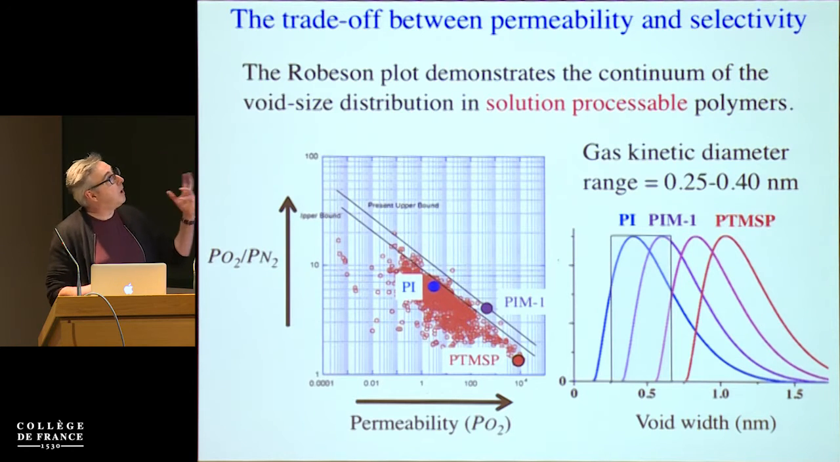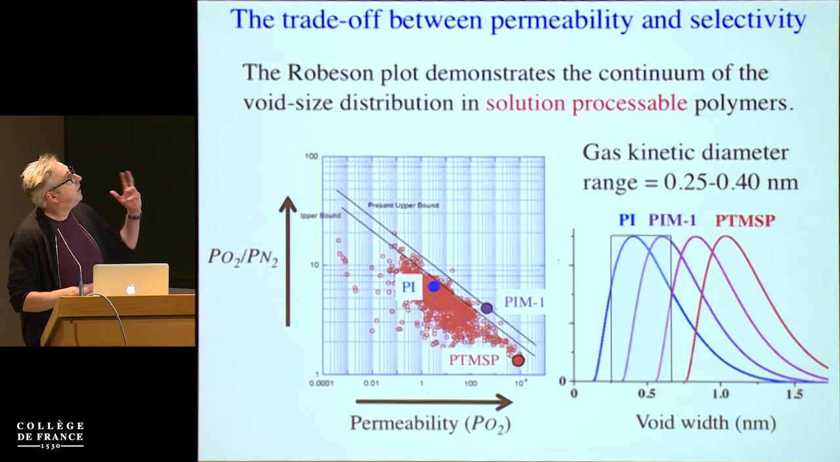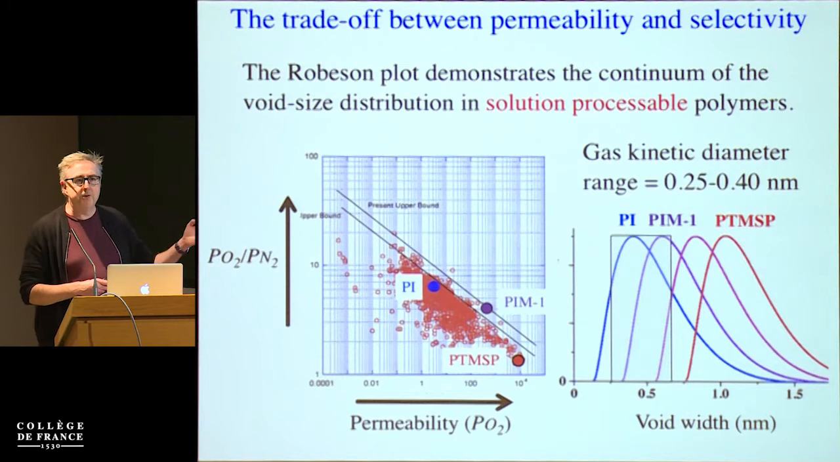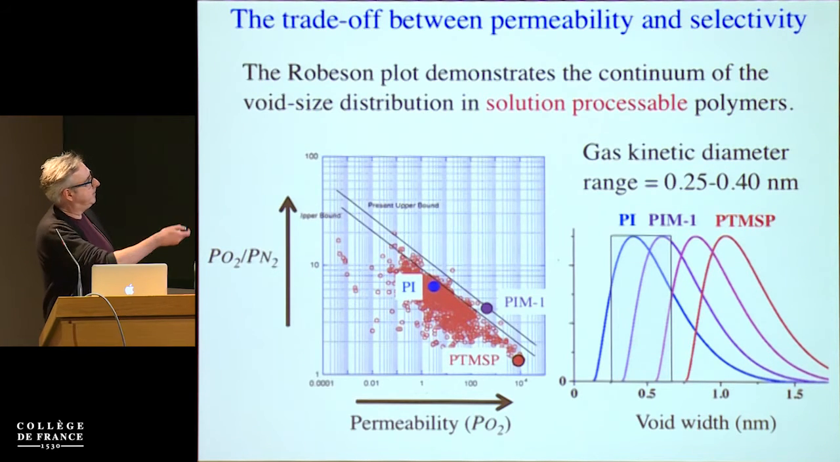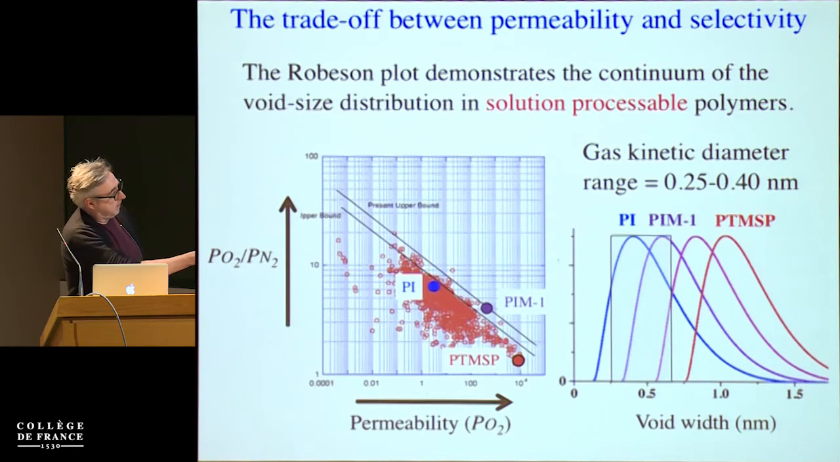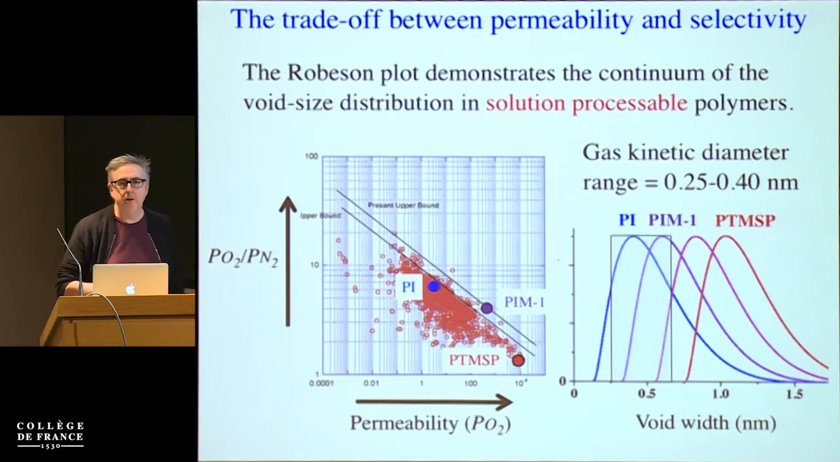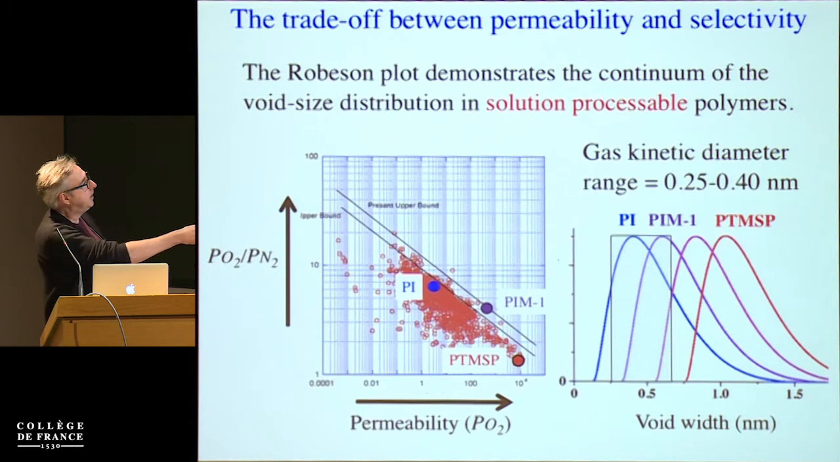This is what we call a Robeson plot in membrane science, and this defines the best possible trade-off between permeability and selectivity. This is the one for oxygen, nitrogen, and I've put a few polymers on here. This PTMSP is a very porous polymer, the most porous polymer known, and this is a polyimide. This would actually be used in commercial gas separation membranes. As you see, you get a separation of around 6 or 7, but actually quite low permeability, only around, say, 5 barrer, it's called.